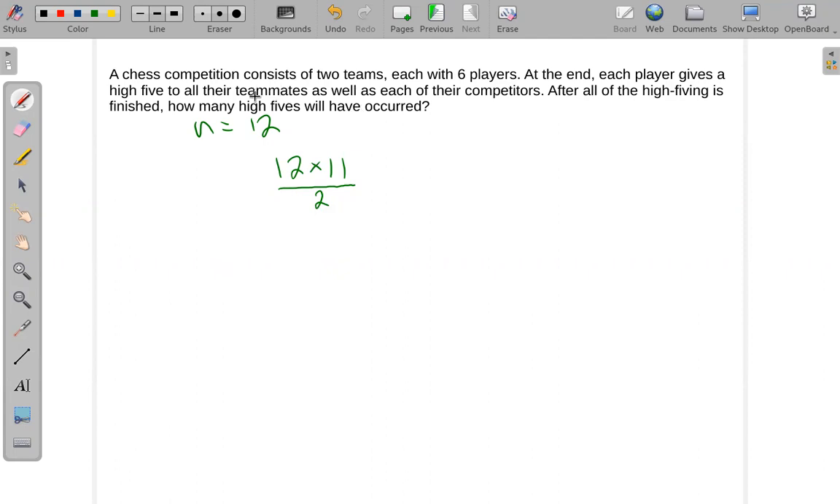Now, it turns out this is a combination. Out of the 12 people, we are selecting people 2 at a time where order doesn't matter, right? You high-fiving me is the same as me high-fiving you. So this should also be a combination. So I should be able to also write this as 12 choose 2. Let's check it out on a calculator.